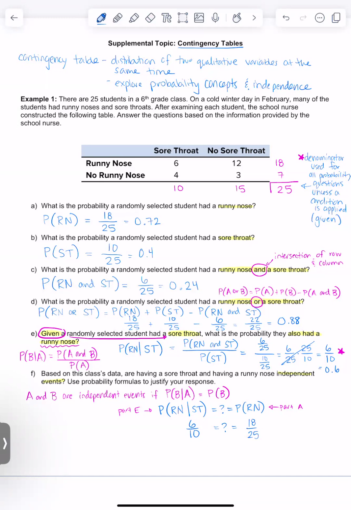Comparing fractions is hard, so let's go ahead and compare the decimals. On the left side, we have 0.6, and on the right side, we have 0.72. These numbers are, in fact, not equal to one another. So I'm going to put a not equal to symbol between them. And because they are not equal, this means that these two events are not independent.